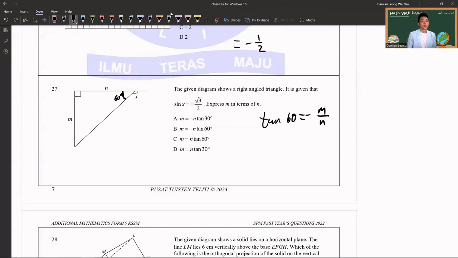So bring over the negative and bring over the n. Negative n times tangent 60 equals m. That's m in terms of n. Negative n tangent 60. Answer B.